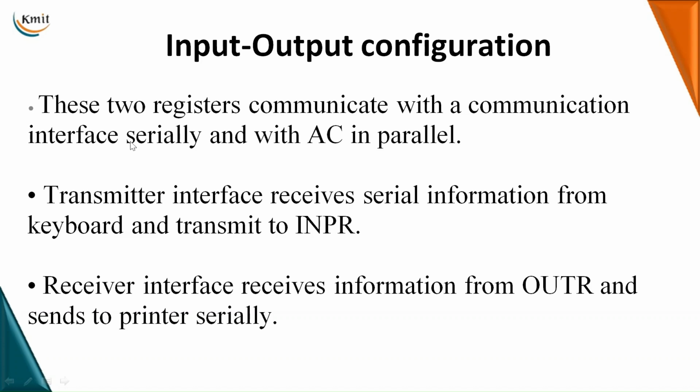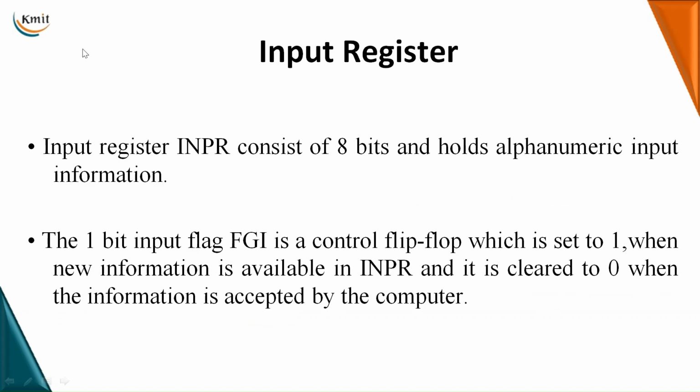These two registers, input and output, communicate with the communication interface serially and with the AC in parallel. The transmitter interface receives the serial information from the keyboard and transmits it to the input register. And the receiver interface receives the information from the output register and sends it to the printer serially.